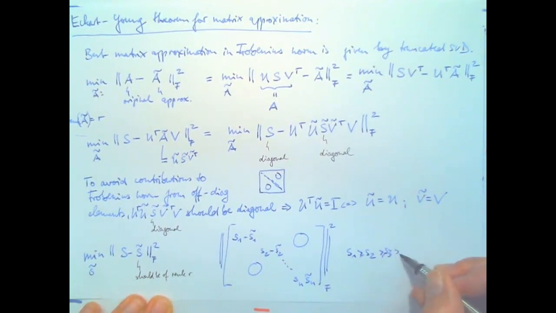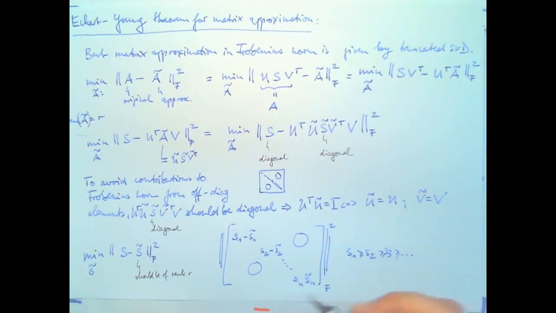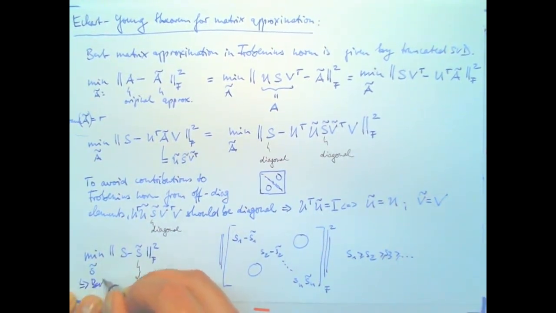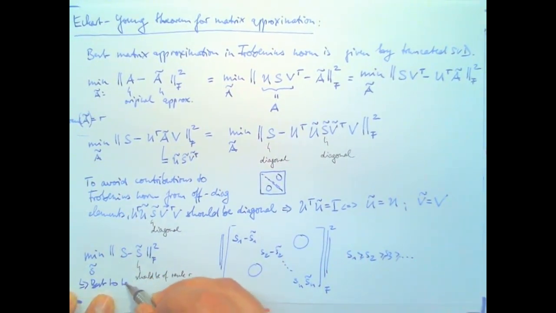So if I now want to have an approximation of only rank R, what should I be doing? Exactly. So if I want to minimize this, it is best to take only the R largest singular values in S tilde.